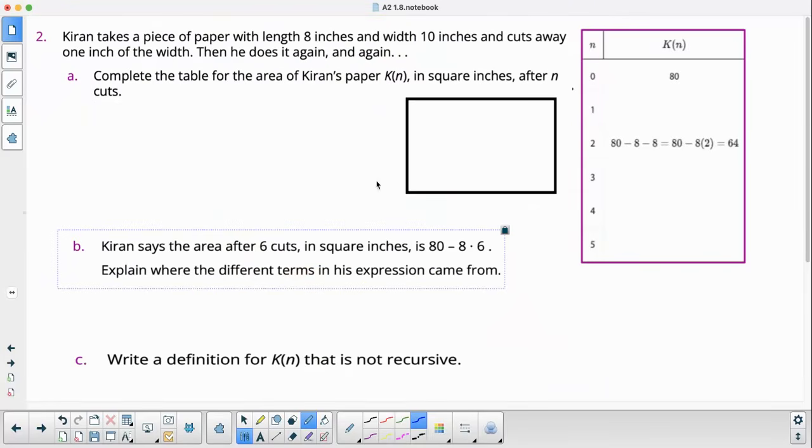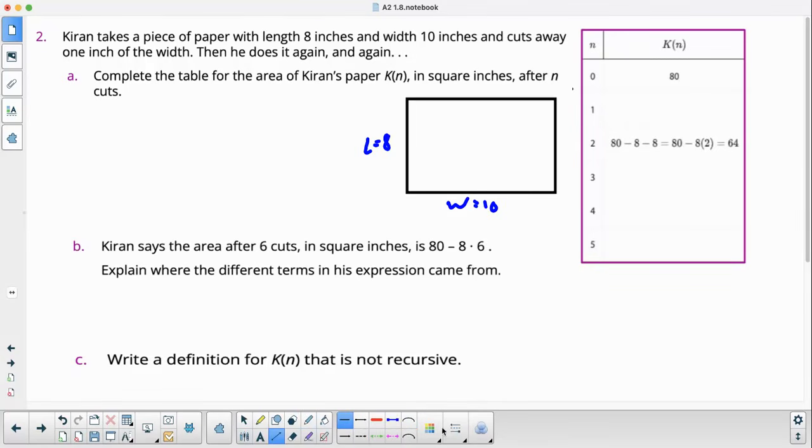All right. So Kieran takes a piece of paper with a length of 8 inches and a width of 10. Oh, I turned it this time. My width is 10, my length is 8. The longer side is the 10. And this time he cuts away 1 inch. So I'm going to do a dotted line here. He cuts away 1 inch each time. So it's like he removes that little strip there.